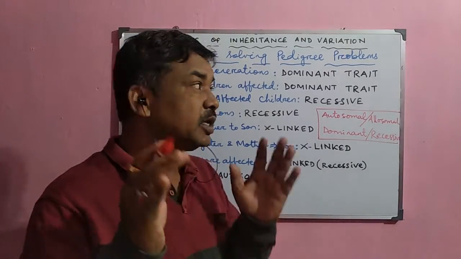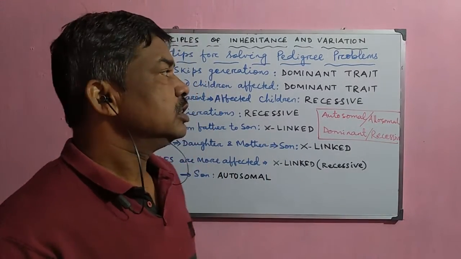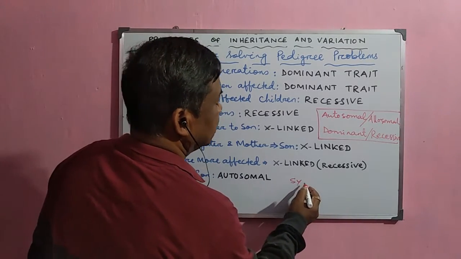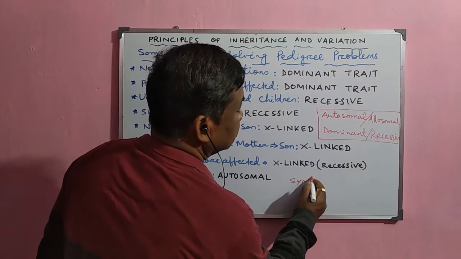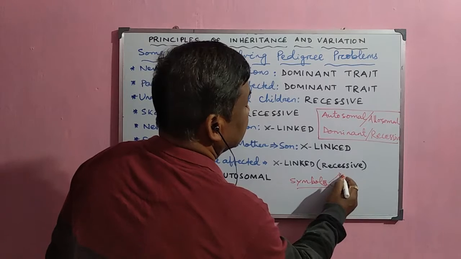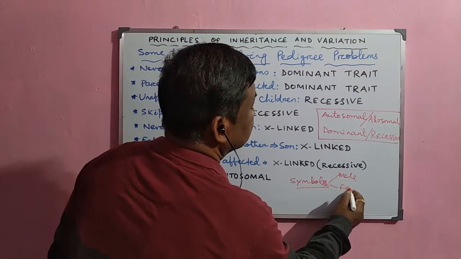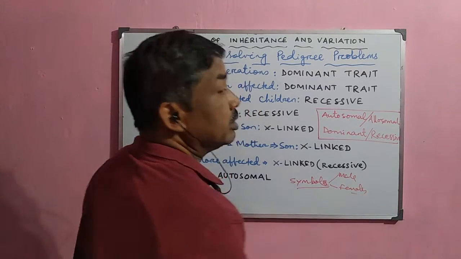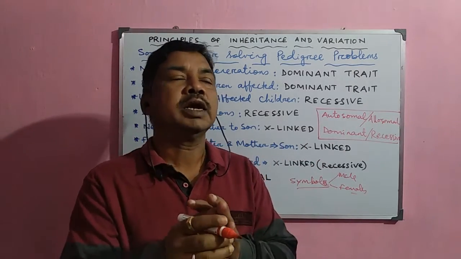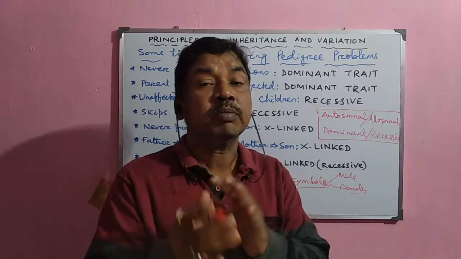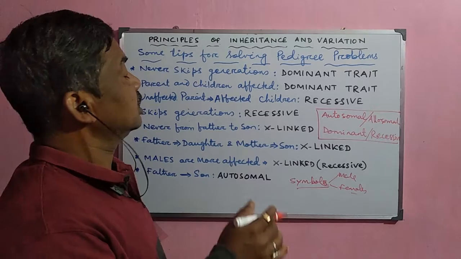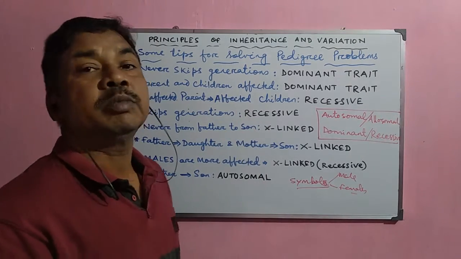In this pedigree problem, as we have already discussed, there are certain symbols used for the pedigree chart. There are different symbols for males and different symbols for females. When a male and female are married, there is a horizontal line. So the symbols must be understood properly so that you will not face problems in solving these problems.